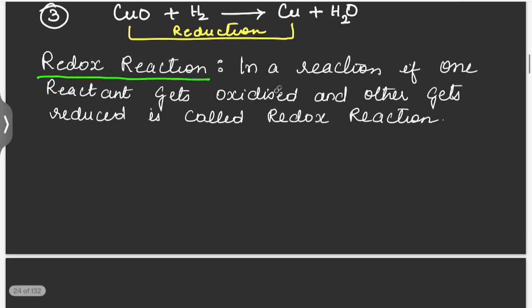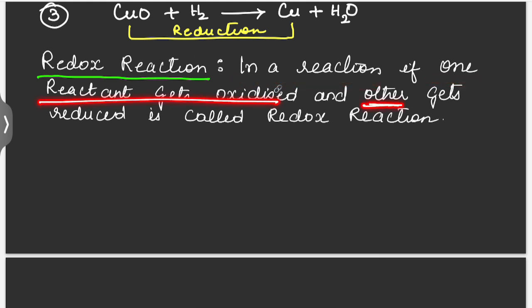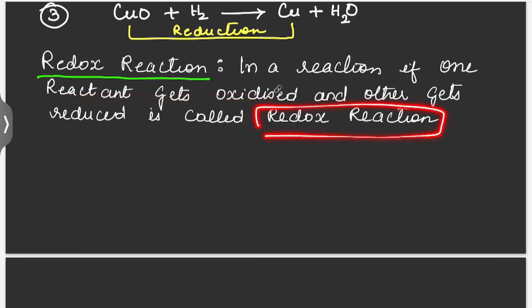Next we are going to the next topic, which is called redox reaction. What is the meaning of a redox reaction? In a reaction, if one reactant gets oxidized and the other gets reduced, then it is called a redox reaction. In the same reaction, one reactant will undergo oxidation and another will undergo reduction. Such a reaction is called a redox reaction.